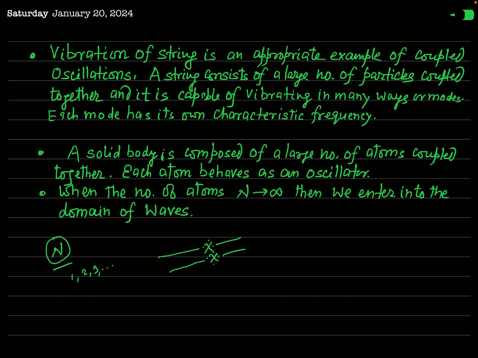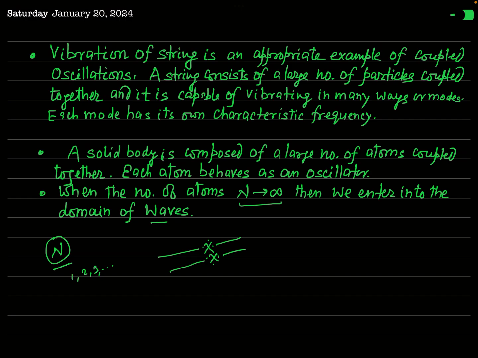Actually, after dealing with the problem of coupled oscillators, in the next chapter we will consider the case when the number of oscillators n tends to infinity. When n tends to infinity, the medium becomes continuous. And this n tending towards infinity just gives the idea of waves. So we simply say that when we take n tending towards infinity, then we will enter into the domain of waves. So you can imagine how important this concept of coupled oscillation is.